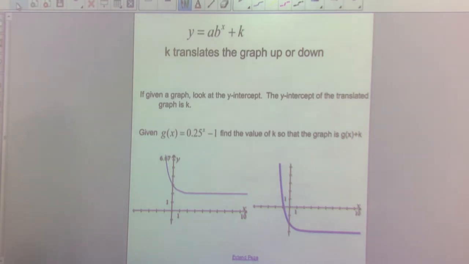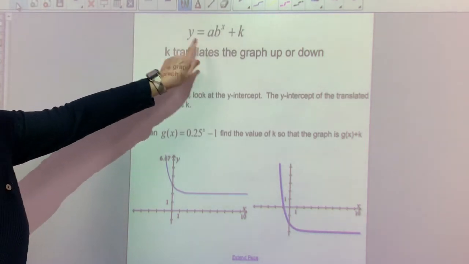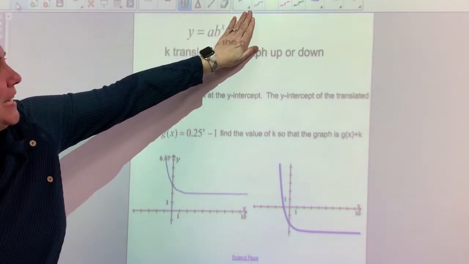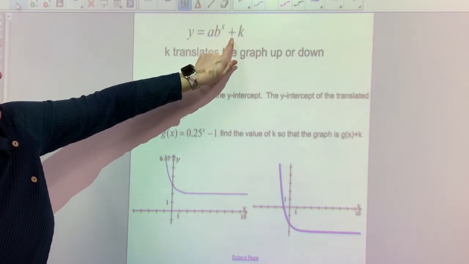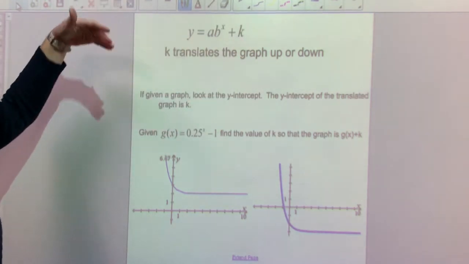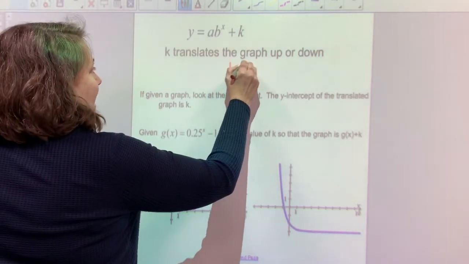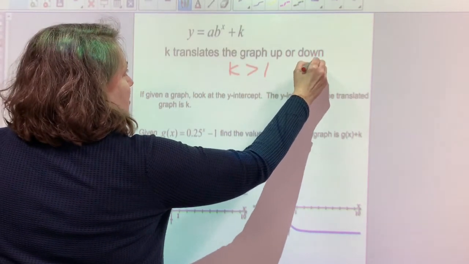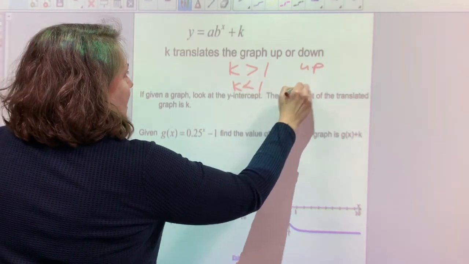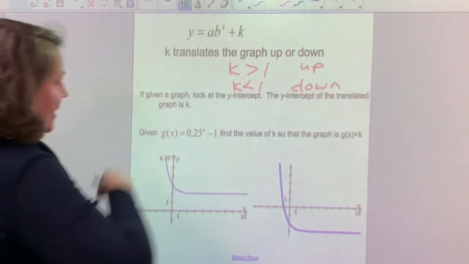All right. K translates the graph up or down. Y equals A times B to the x power. That's your basic exponential equation. If you add K or subtract K, which would be adding a negative K, it is translated up or down. So if K is greater than 1, it goes up, however many that number is. If K is less than 1, it goes down, however many that number is.